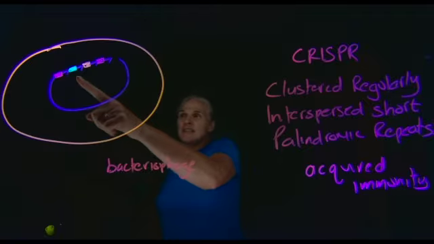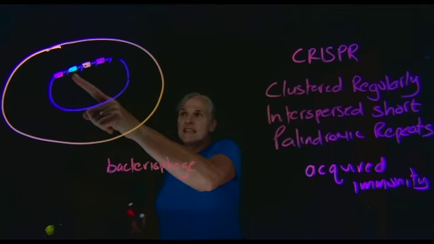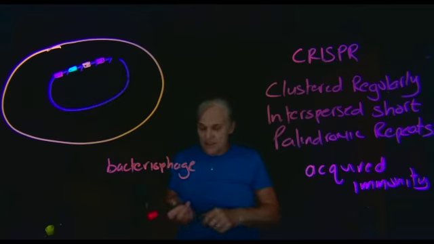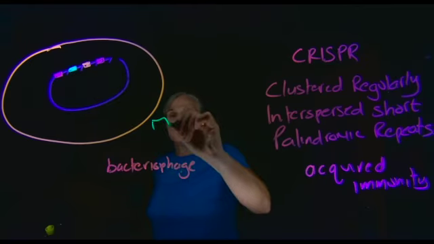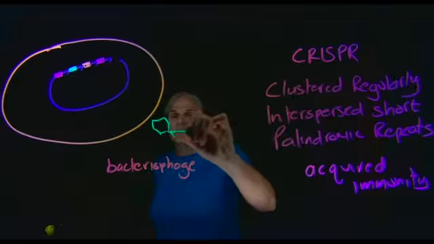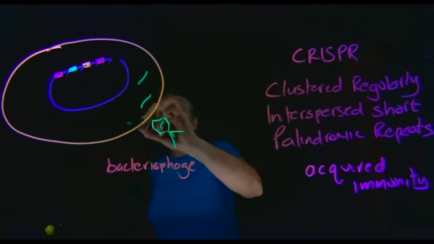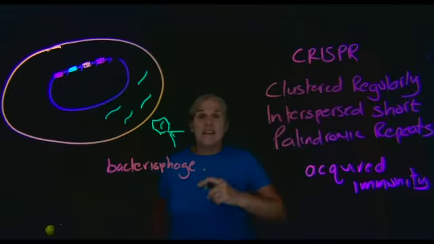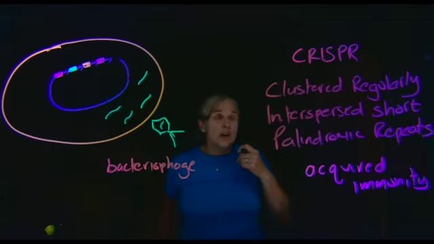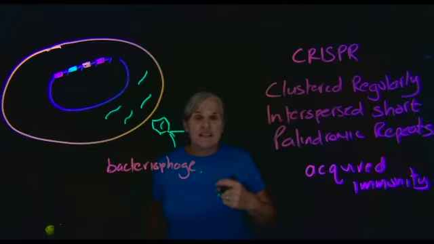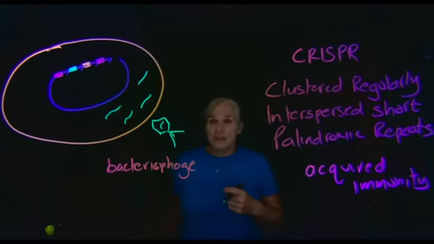Let us imagine that this bacteria subsequently encounters a virus that contains this green sequence. So let's say this is the green bacterial virus, and it's going to put its DNA into the bacterial cell, ready to hijack all the protein synthesis equipment in the bacterial cell to make lots and lots of copies of itself and destroy the bacteria while it's at it.